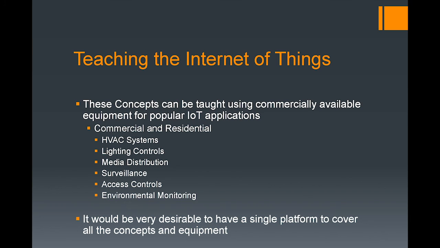So, the concepts can be taught using commercially available things that you can buy through your favorite supplier. If you're talking about commercial and residential IoT, you're talking about HVAC systems, lighting controls, media distribution, surveillance, access controls. Fancy way of saying door locks. If you're talking about, for instance, school systems, access controls are a huge deal. Who can come in, who can't. So it's scalable. Environmental monitoring.